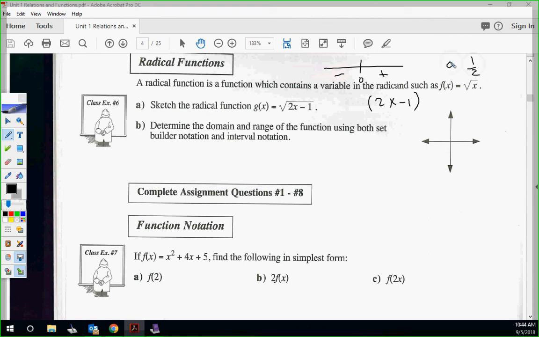So let's try 0. 0 is to the left, right? 2 times 0 is 0. Minus 1, whoops, -1. No good. So we start here and we go that way. So greater than or equal to, right?